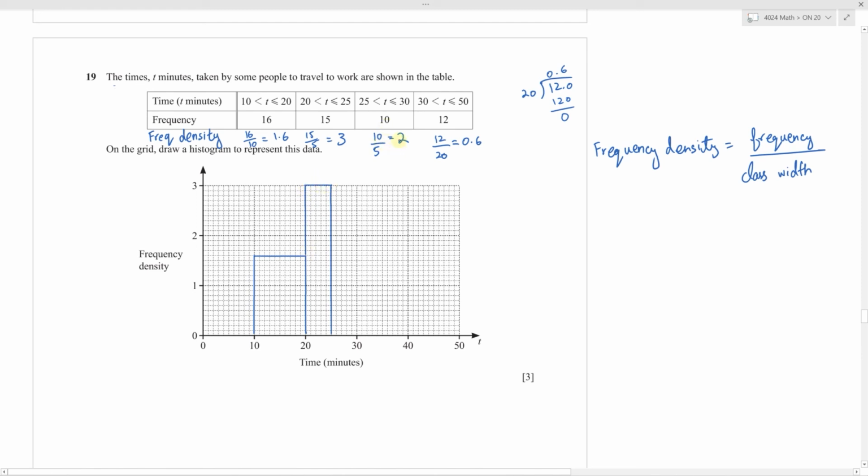Next one is value is 2 and the interval is 25 to 30. So 2 and 25 till 30. And then the last one is 0.6 from 30 to 50. So this is 0.5 and this is 0.6 up till 50. So that's how you will draw your histogram.